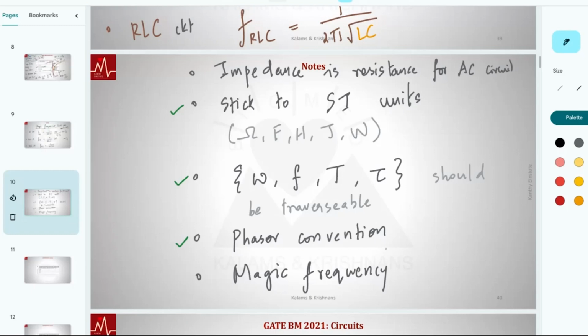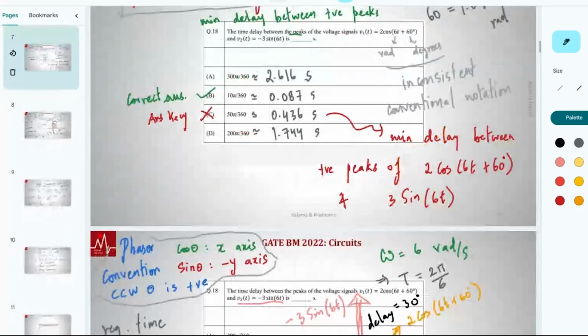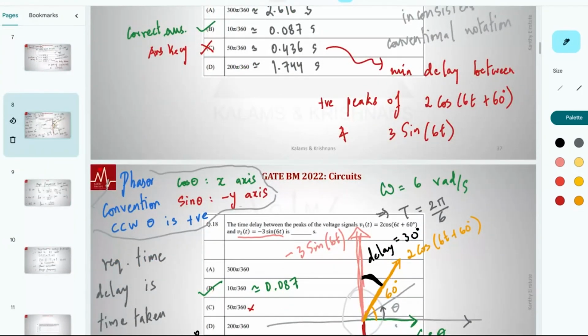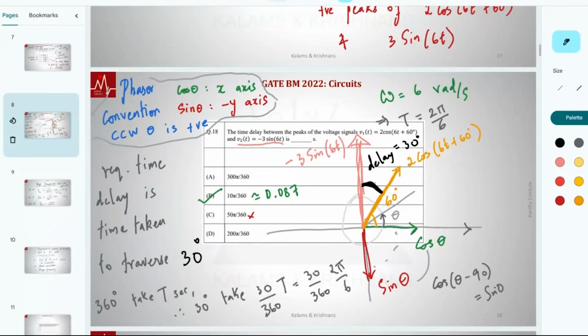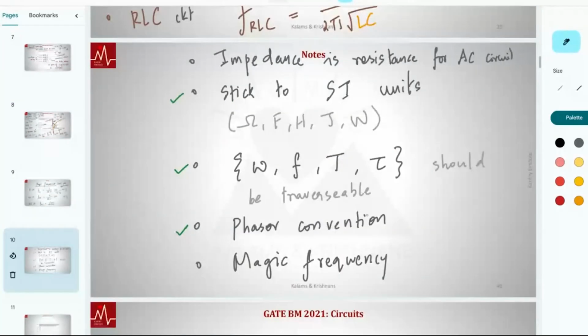Phasor convention that I explained today. This is all the convention. Cos theta is x-axis, sin theta is minus y-axis. Why? All trigonometric relations hold good. You can calculate the time taken to traverse given angles. That is the phasor convention.